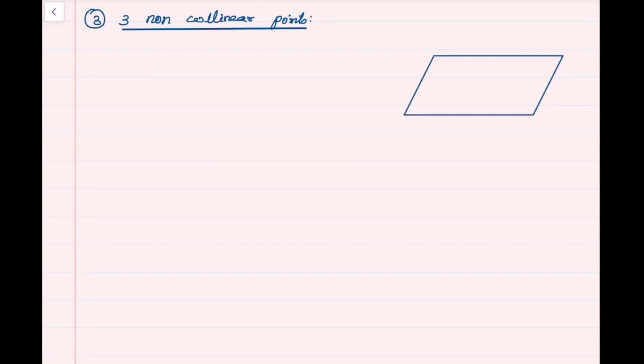Now the third case. Let us derive the equation of a plane passing through three non-collinear points. Let us consider this plane on which three points are given, A, B, C, whose position vectors are vector A, vector B and vector C respectively.